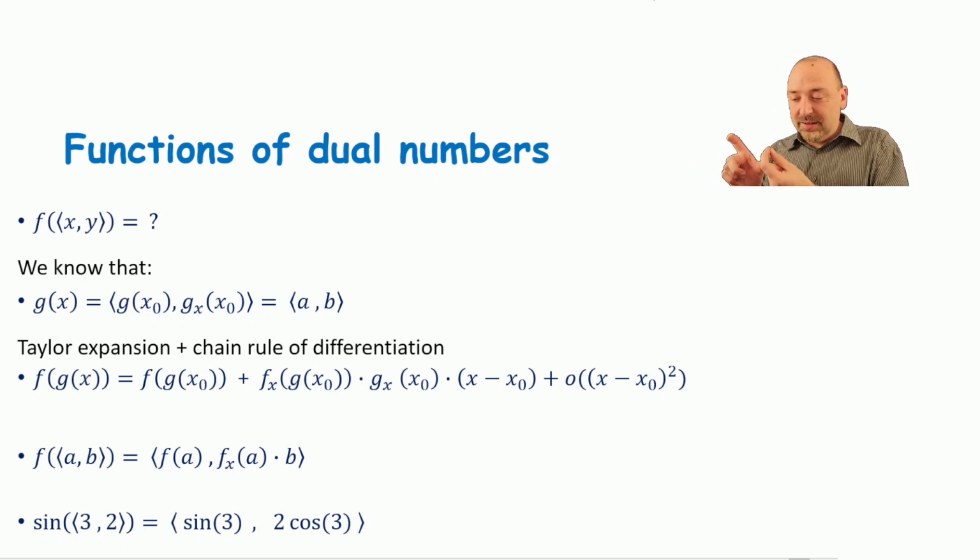The sine of the first, so sine of 3, and the second term is going to be 2, the second term in the input, times the derivative of sine, so cosine of 3. Okay, this is an example of what I mean, of a function taking a dual as input and outputting a dual. Well done. Now that we understood how to deal with functions, let's do the basic arithmetic.